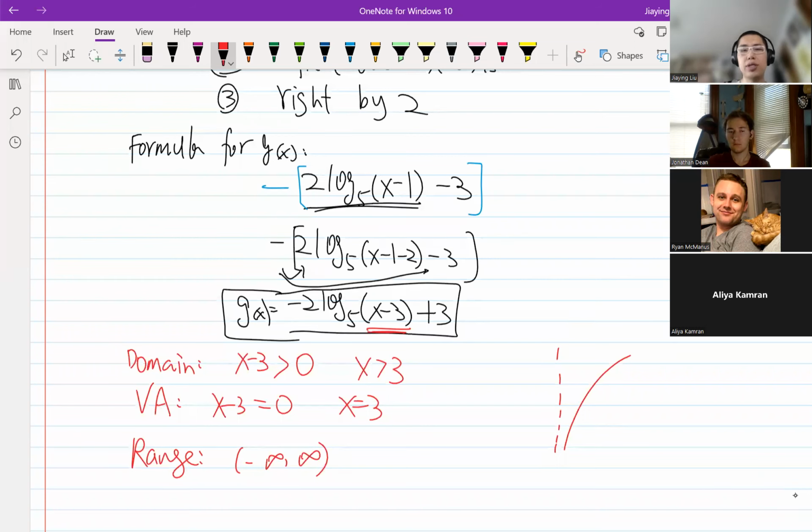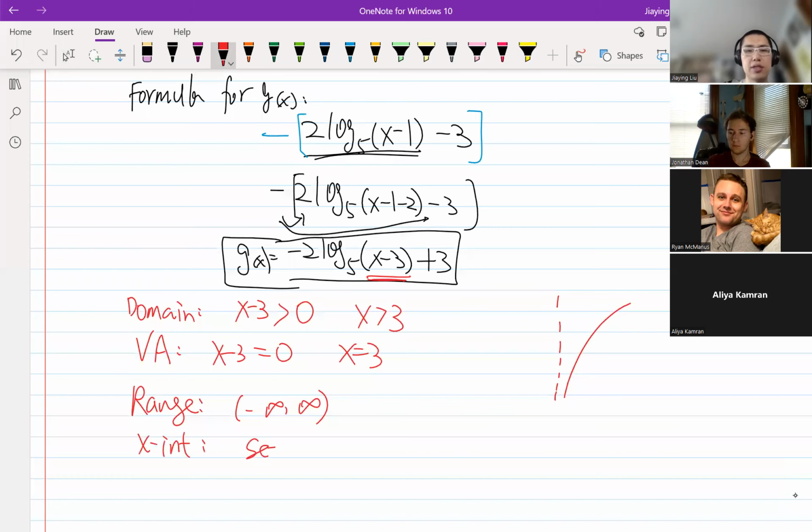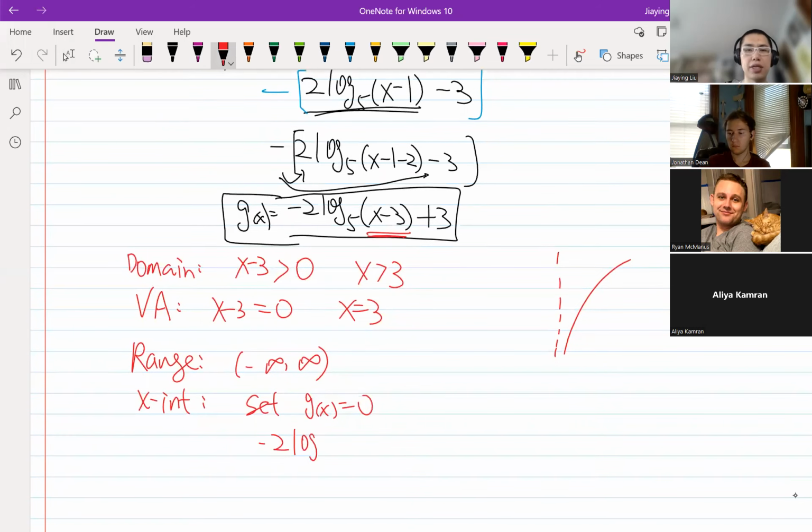Okay, and in this question, I'm not asking about the x-intercept. If I do ask about the x-intercept, we're just going to set y equals 0 and try to solve for x. So if it's asking for the x-intercept, we can set y equals 0, or g of x equals 0, and try to find x from there. So we get -2 log base 5 of (x minus 3) plus 3, set equal to 0. So move the 3 over: -2 log base 5 of (x minus 3) equals -3.